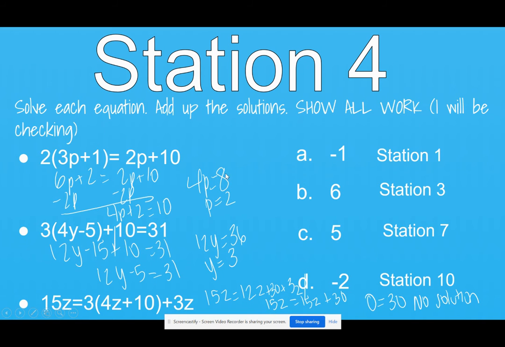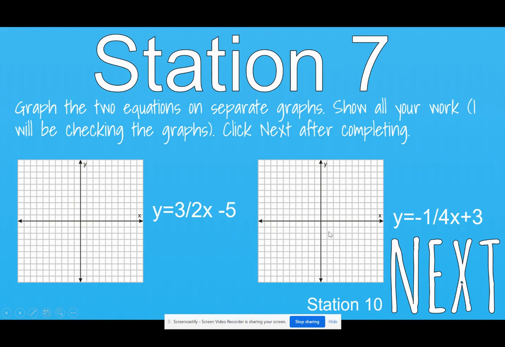So I got 2 plus 3, which is 5. So I'd be going to station 7. So I want to graph. The way I'm going to show you how to graph is using the y-intercept and the slope. I know some of us have been taught it using a table. I personally prefer using this method, so I'm going to show you how it works.